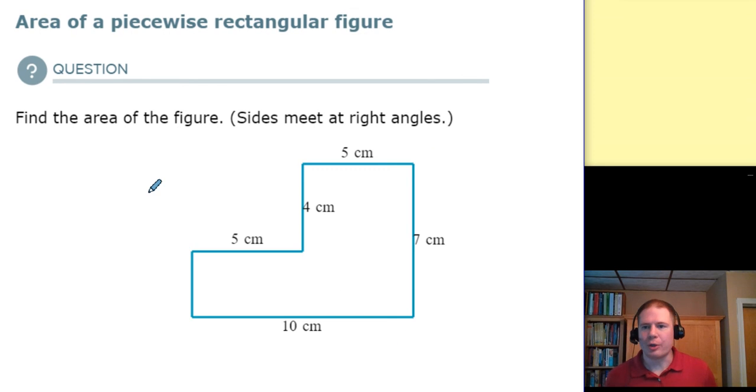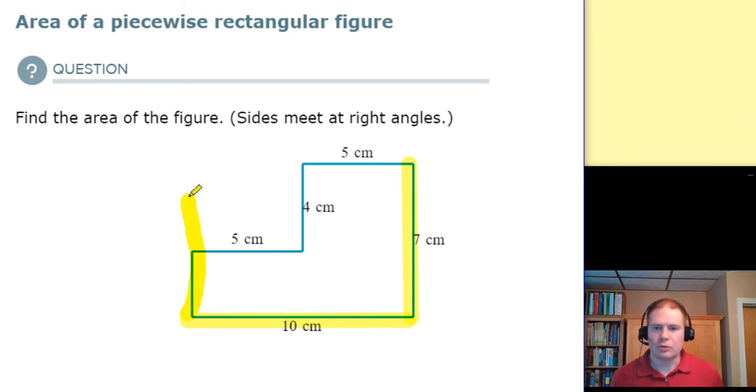All right, so if we look at another example here. I very clearly see, the first thing I see is a big rectangle. I see 7 here by 10 here. So 7 times 10, pretend those are all straight. 7 times 10 is 70.